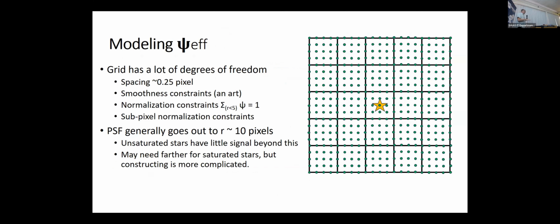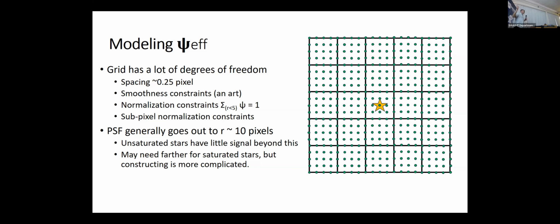Subpixel normalization, I'm not going to go into that, but that can be complicated if pixels are sensitive. Say the center of a pixel is more sensitive than the edge or the corner, then that actually can be treated directly in this effective PSF notation if you know how to constrain it. So there's a lot of stuff that can be done very simply in this formalism.